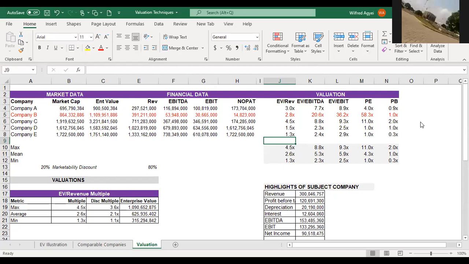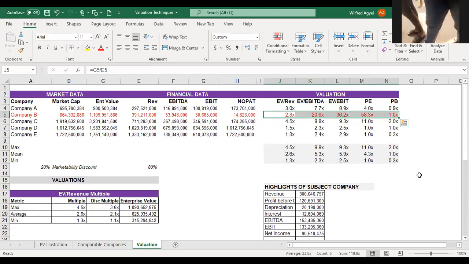Okay, so Eric, I can see your hand up. Yeah, so I think I got what the other guy was trying to say. You can see that company B has some outliers, especially in terms of the EV to EBITDA, EV to EBIT and the PE ratio. So if you use this company as a comparable company to the actual firm we want to value, we might overvalue the company. So I think that's probably why they are like that. Sharp. That's solid. That's the explanation I needed.